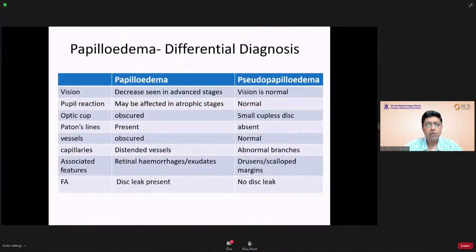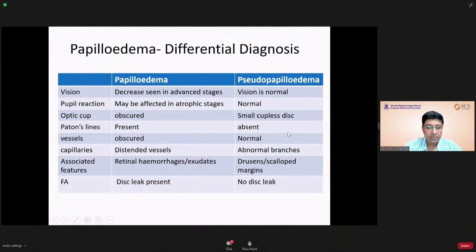So first, when you suspect a bilateral disc edema, a papilledema possibly, could it be a true or a false papilledema? The key features are that vision would initially be normal in both, but over time you'll see it deteriorate in papilledema, while in pseudopapilledema it remains normal. Pupillary reactions are again normal initially in both, but may be affected later on in papilledema. But the key feature is a small cupless disc, and the absence of any features of edema or any features suggestive of old edema.